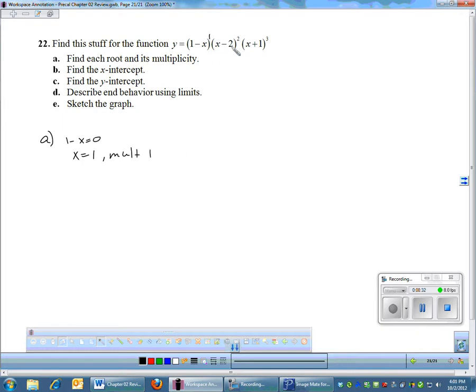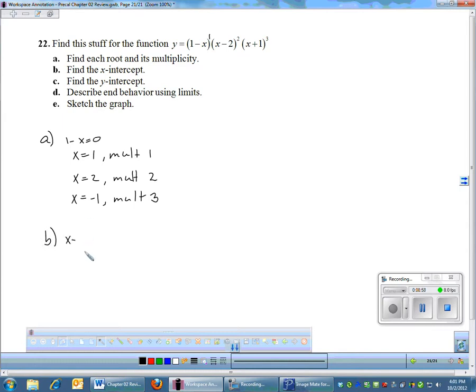Next is x minus 2. If I plug in 2, that gives me 0, and that is to the second power, so my multiplicity is 2. And negative 1 makes that last one 0, and that will be with multiplicity 3. So there are my roots.